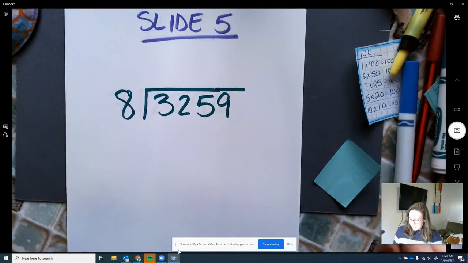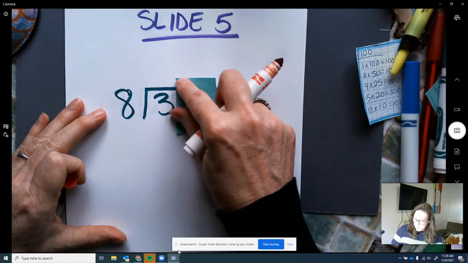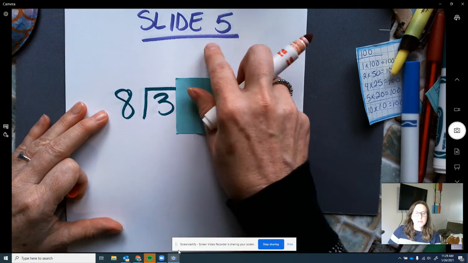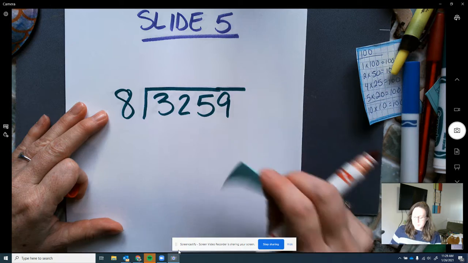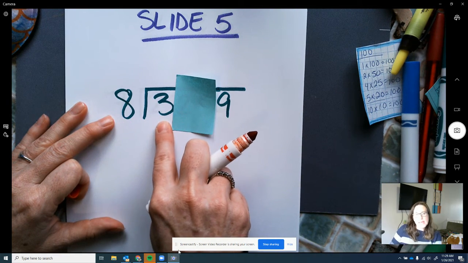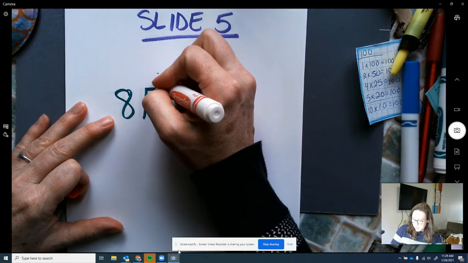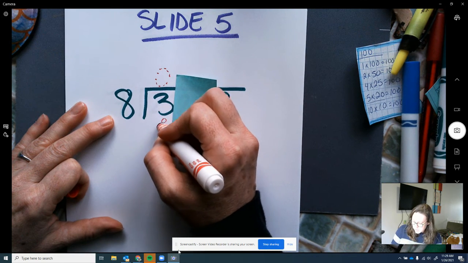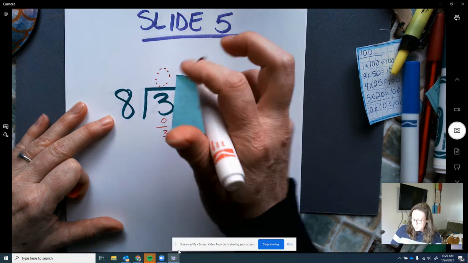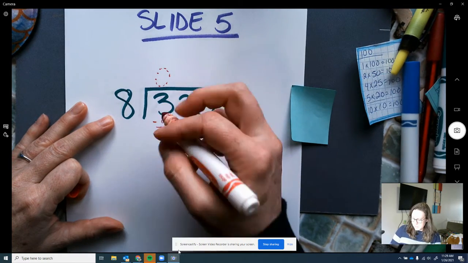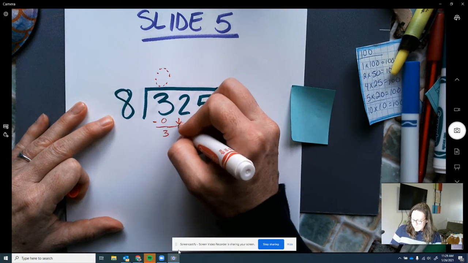Okay, slide 5. We have 8 people and 3 M&Ms. We can't do that. Now you can put a 0 here if you want and go ahead and do the 8 times 0 is 0 and have the 3 left over. Sorry, 3 minus 0 is 3. That's what I meant to say. And then bring down your 2.